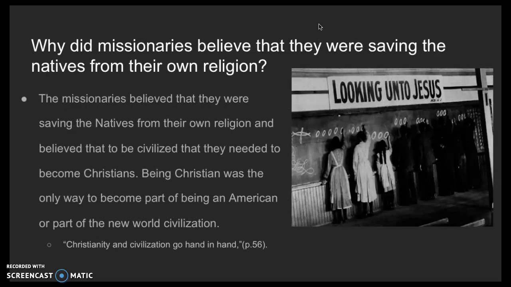Why did missionaries believe that they were saving the natives in their own religion? The missionaries believed that to be civilized, natives needed to become Christian. Being Christian was the only way to become part of being an American, or part of the New World civilization. So there's another interpretation: Christianity and civilization go hand in hand, and that's what the reform was throughout the starting of the New World and the starting of the United States of America.